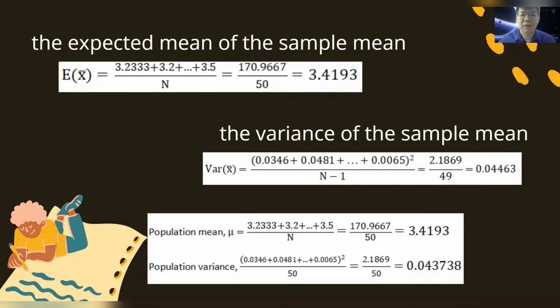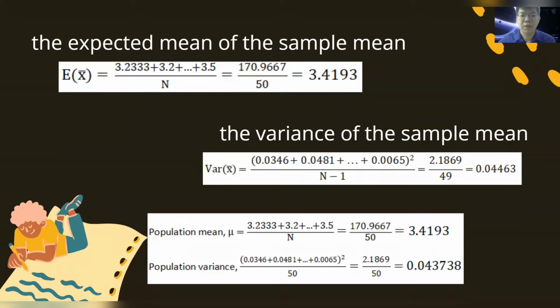The expected mean of the sample mean is the sum of sample mean, which is 170.9667 divided by 50, and the expected mean is 3.4193. The variance of the sample mean is the sum of square difference between sample mean and expected mean, which is 2.1869, divided by n minus 1, which is 49, and the variance is 0.04463.